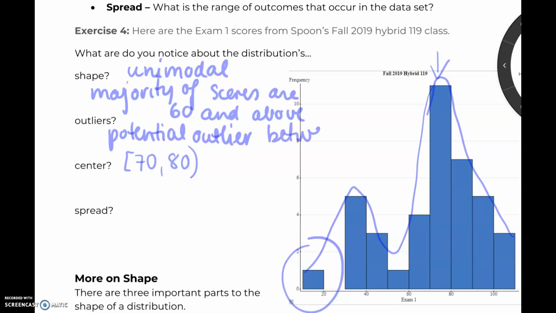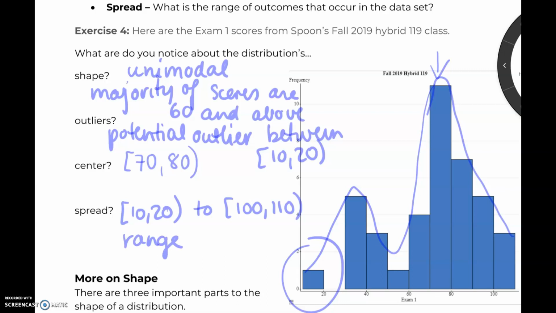In our interval from 10 to 20, we already mentioned our mode, that peak between 70 and 80. And then our spread, it looks like our values go from 10 to about 110. Again, the range really would be one value, but we don't know exactly what the lowest value is or what the highest value is. So it is okay for the range to say it's from 10 to 20 all the way to 100 to 110.